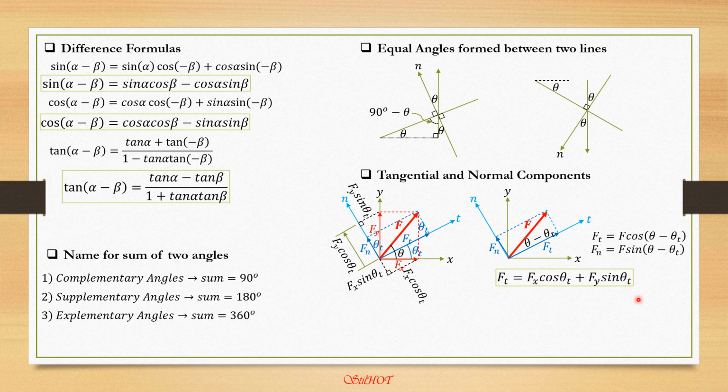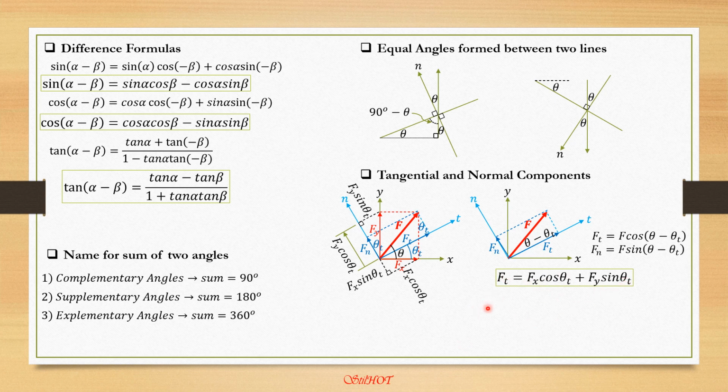But do not memorize this formula, as I said, because F may be directed in a different direction and the tangential and the normal components may be directed in different directions also. So what we have here is to set up this equation based on the components of Fx and Fy along the positive tangential direction. So that's it. Do not memorize.